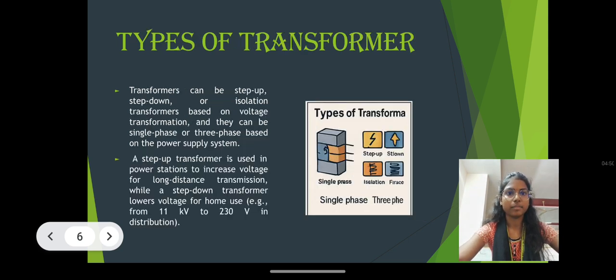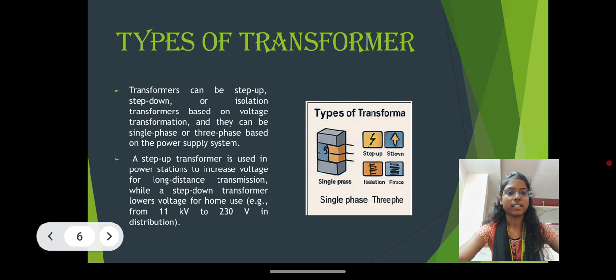Transformers can be step-up, step-down or isolation transformers based on voltage transformation, and they can be single-phase or three-phase based on the power supply system. A step-up transformer is used in power stations to increase voltage for long-distance transmission, while a step-down transformer lowers voltage for home use, from 11 kilovolts to 230 volts in distribution. Transformers are classified based on various criteria.